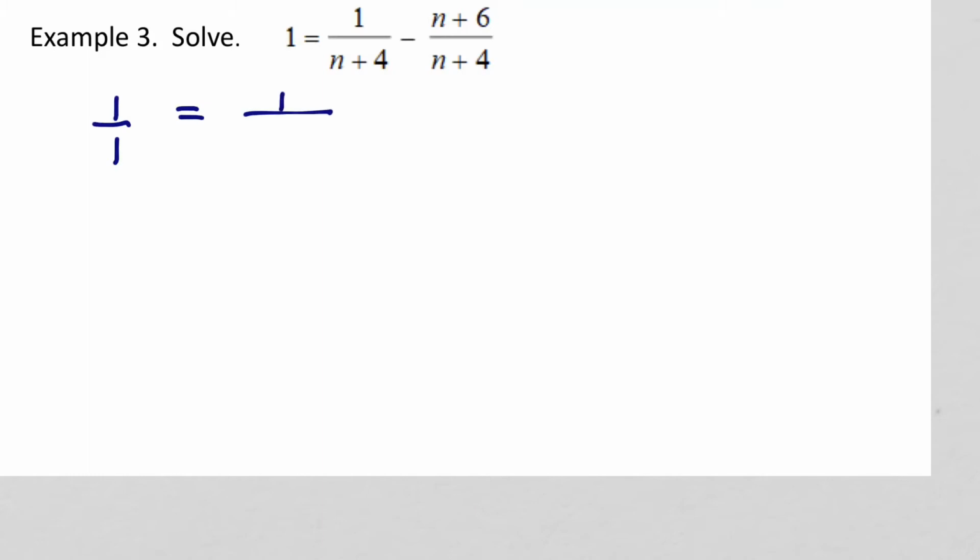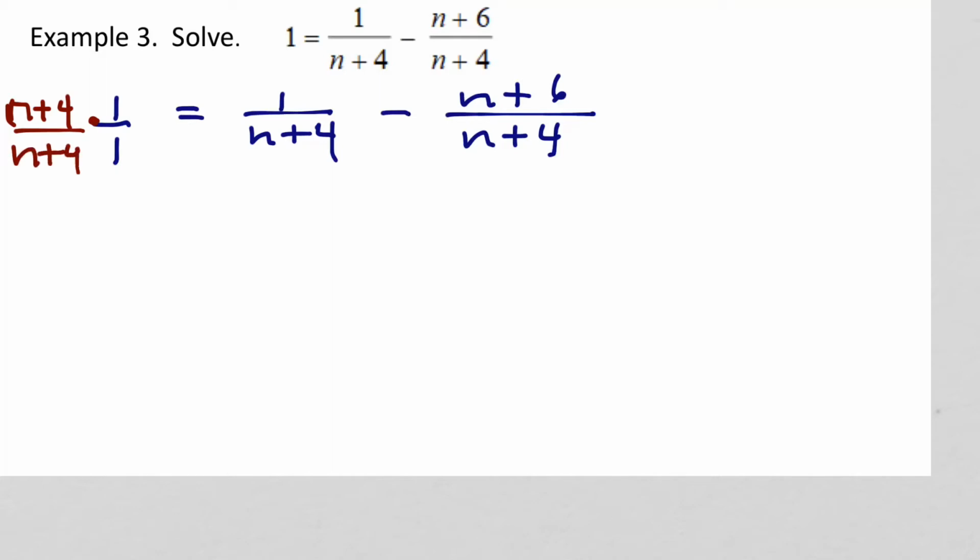So first I'm going to turn 1 into a fraction by putting a 1 on the bottom. And I'm going to rewrite the rest of it. And I'm going to choose a common denominator. So I've got n plus 4 here and here, so it makes sense to get n plus 4 here as well. So the way that we introduce that n plus 4 is to multiply this fraction by n plus 4 over n plus 4, which is 1. So that won't change my original fraction, 1 over 1.